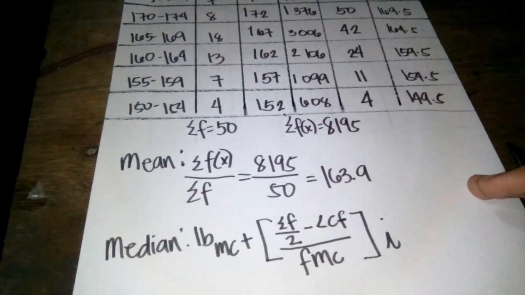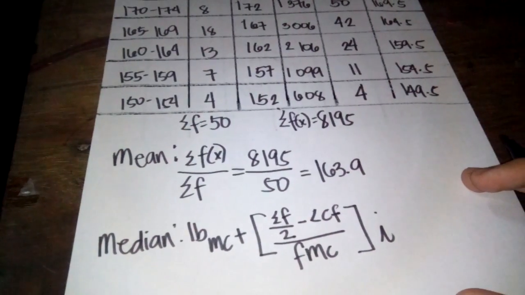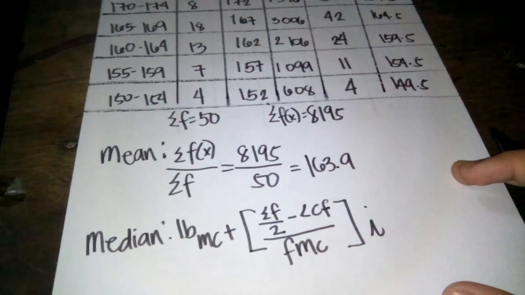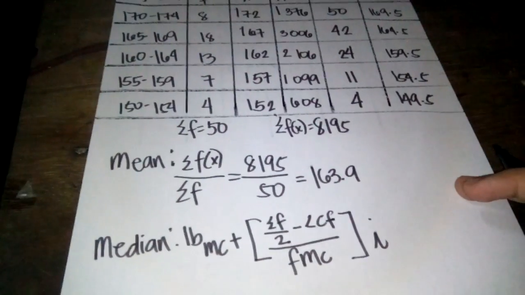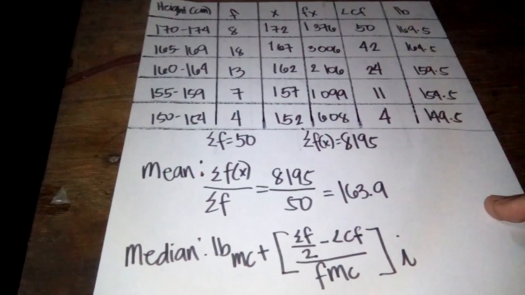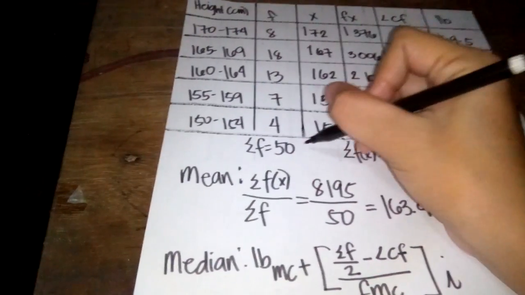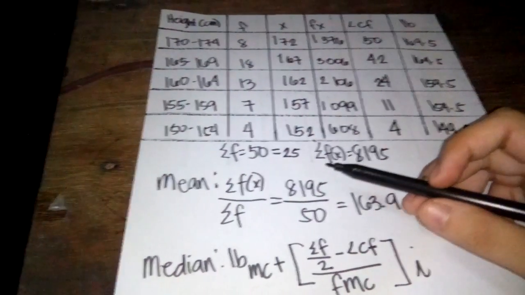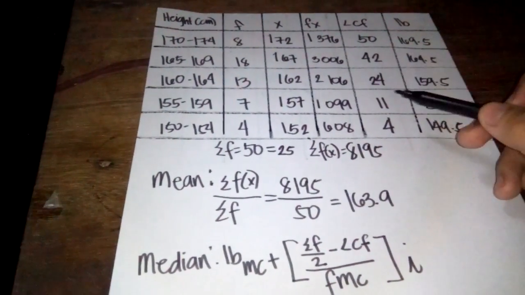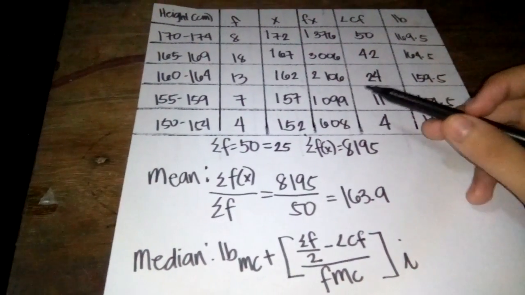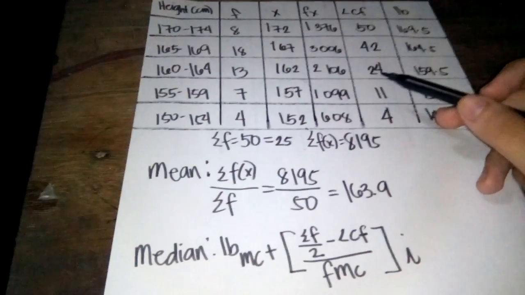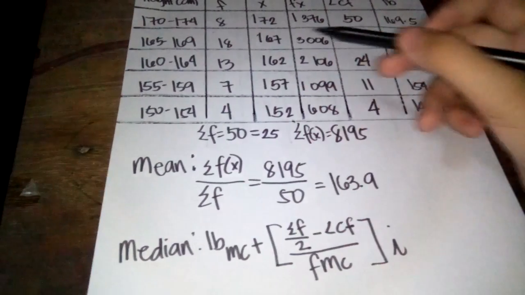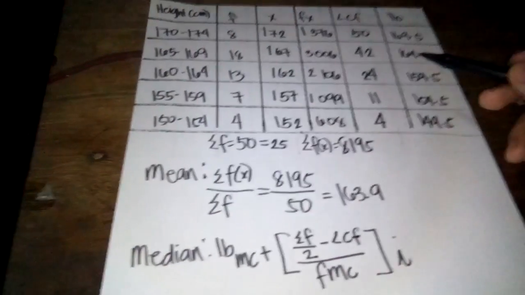First is to get the median class of the data. The median class is the class with the smallest cumulative frequency greater than or equal to 1/2 of the total frequency. So half of the total frequency, which is 50, is 25. So the number greater than or equal to 25 is 42, because it can't be 24, because 24 is not greater than 25 and it is not 25. So we will be using 42. So the lower boundary of the median class here is 164.5.